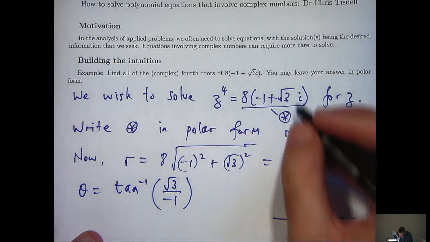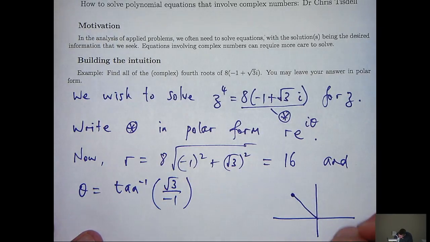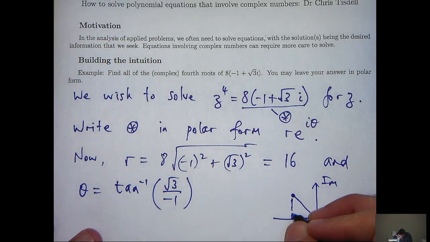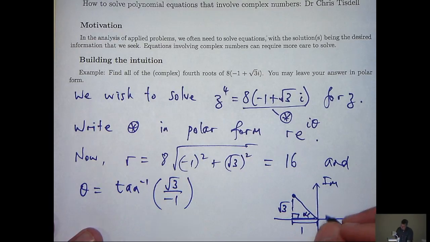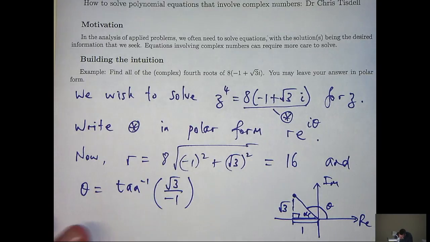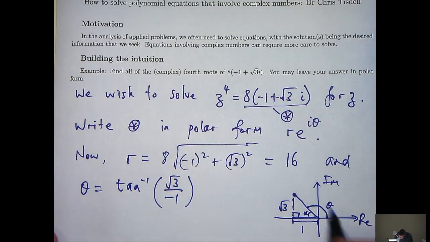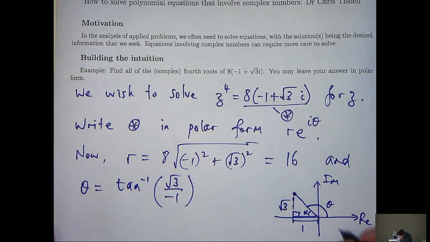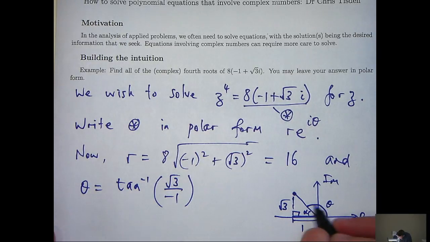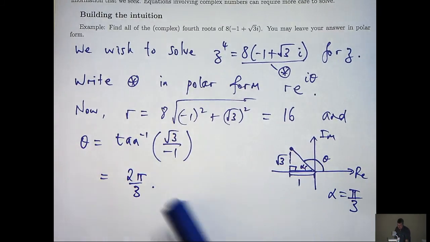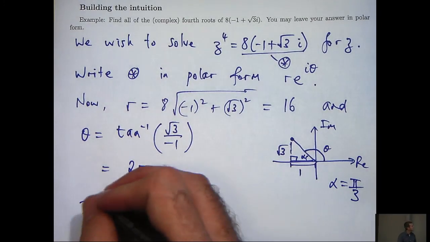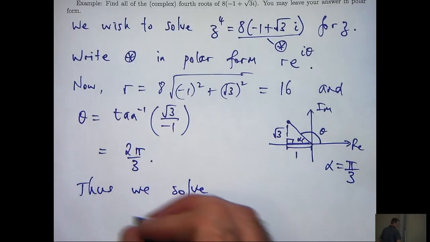Now, this complex number here is going to lie in this second quadrant. Now, what I can do is draw a little right-angled triangle and then use basic trigonometry. So if this angle here is alpha, what I'm interested in here is the theta there. Okay, so simple trig using the tan inverse will give me alpha equals pi on 3. So theta then will give me 2 pi on 3. So combining this and this, we can now solve the following.